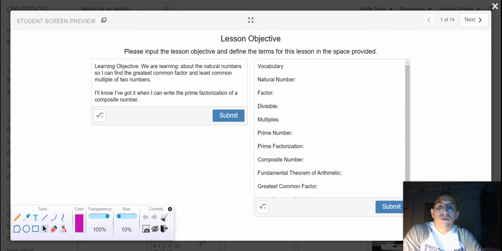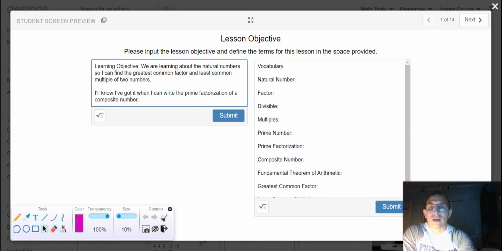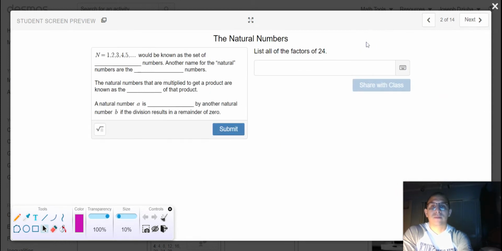Today's learning objective is: we are learning about the natural numbers so I can find the greatest common factor and least common multiple of two numbers. I'll know I've got it when I can write the prime factorization of a composite number. Let's begin.